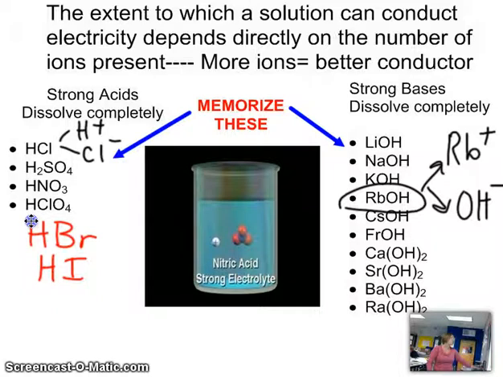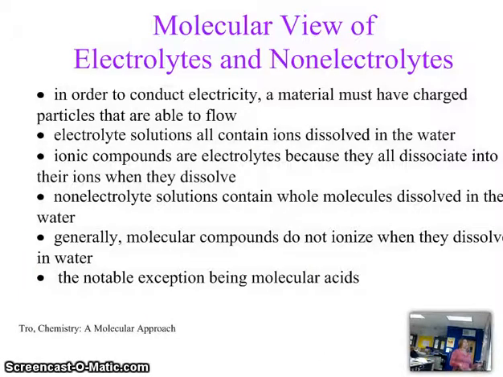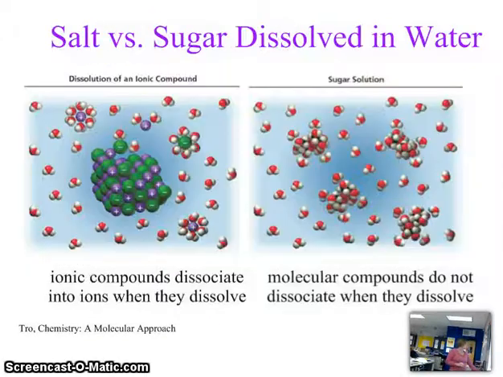We say that for every 100 of a strong acid or base molecule that you put in water, you have none existing in the molecular form. All exist in the ion form dissociated. More ions, better conductor. However, for a weak acid or a weak base, you actually have only about 1% dissociated. So 99 will exist as molecules and only 1 will be broken apart. Okay?